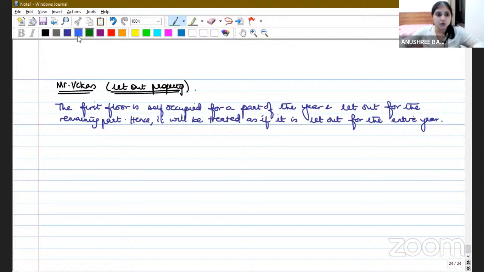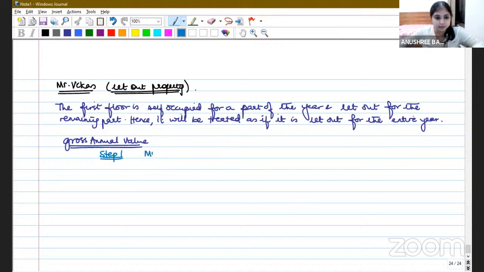Okay. Now, let out property, how do we calculate? The GAV and all we need to calculate. So first of all, write down gross annual value. Gross annual value, when you calculate, treat as if it is let out for the entire year. Actual rent alone you will take for the actually let out period. Okay. So what is the step 1 for GAV?